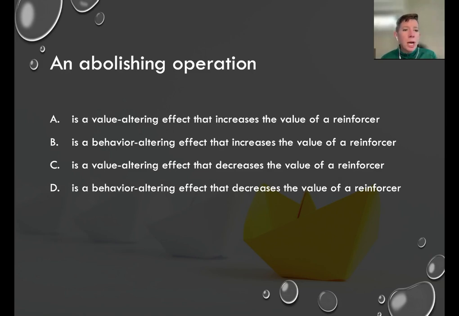Okay, so an abolishing operation: A, is a value altering effect that increases the value of a reinforcer. B, is a behavior altering effect that increases the value of a reinforcer. C, is a value altering effect that decreases the value of a reinforcer, or D, is a behavior altering effect that decreases the value of a reinforcer.